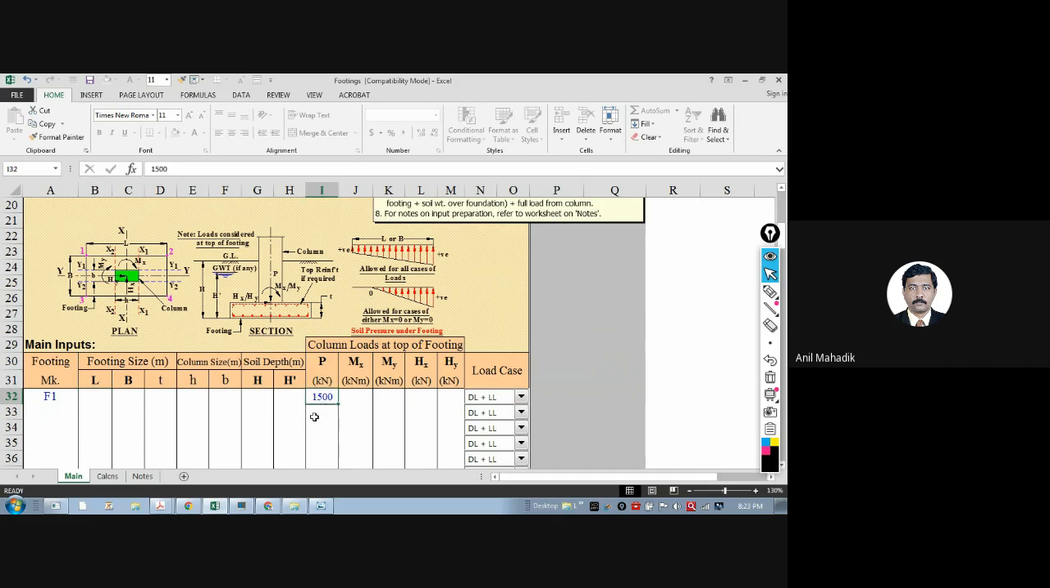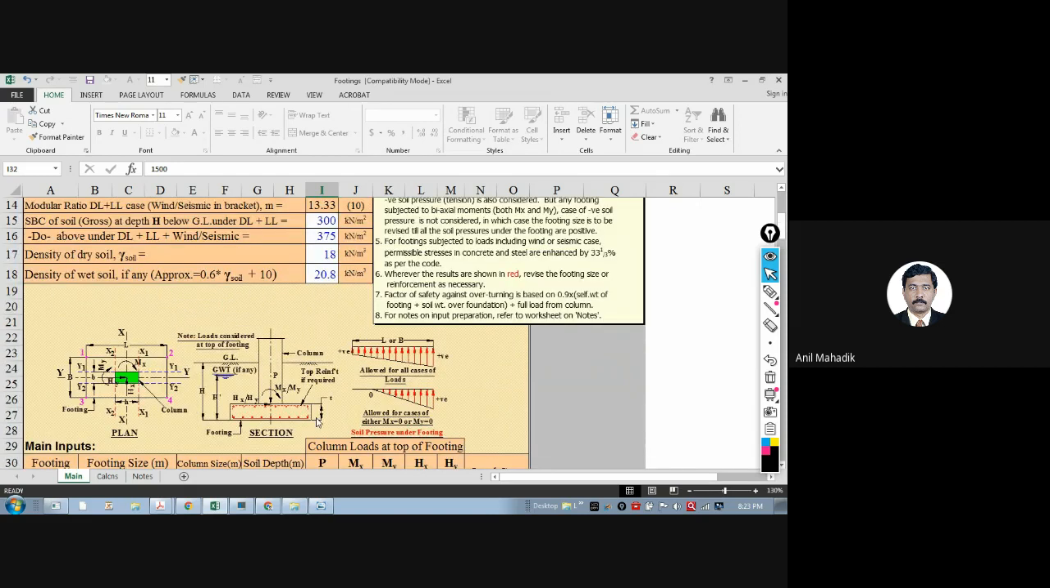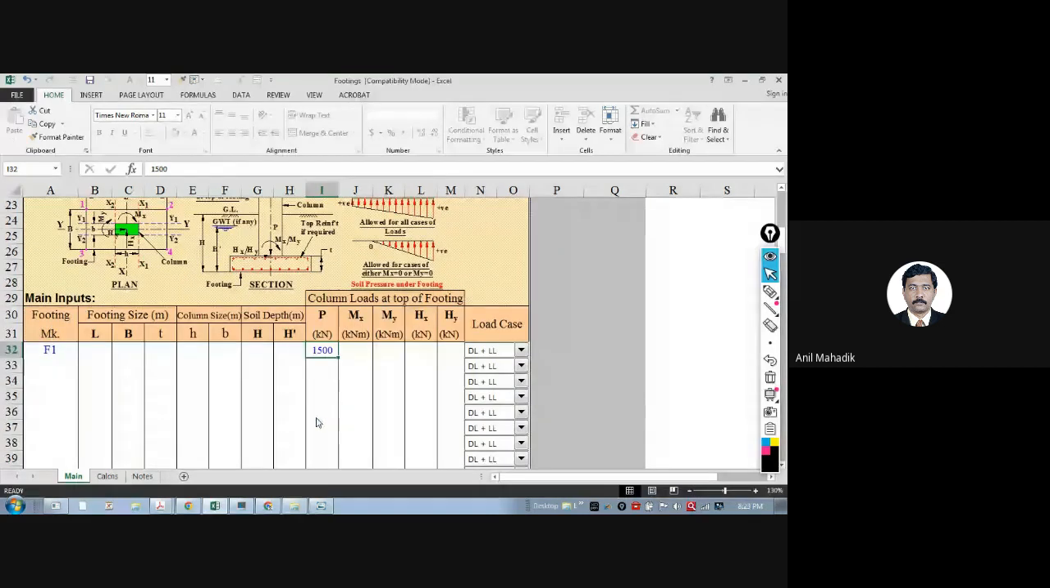Tell me, what is the area required approximately? 1500 divided by SBC. Correct? Yes, sir. So how much will it come? 5 meter square. 5 meters, sorry. So how much can you take here? You can try. Now it is an Excel sheet, so you can try. We will take 3/2. What will be 3/2 of it? 6 meters, right? Okay, let's assume 6 meters. Let's take it a little higher. Later we will see what to do.